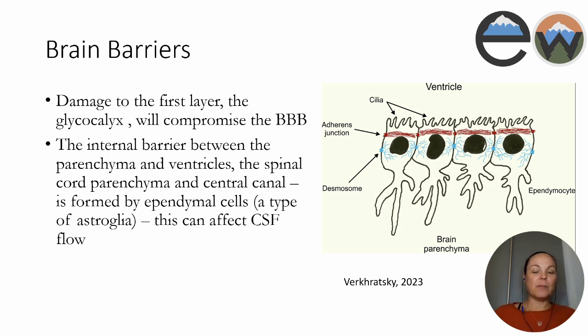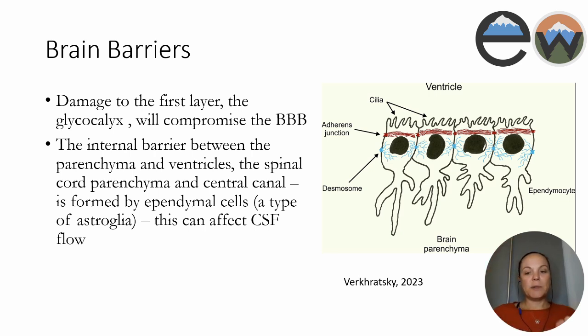Okay. There is a first layer of the blood-brain barrier called the glycocalyx, and if that layer is damaged, then the blood-brain barrier is compromised. So that's typically how it starts, is the glycocalyx gets irritated, and there are other layers from there.